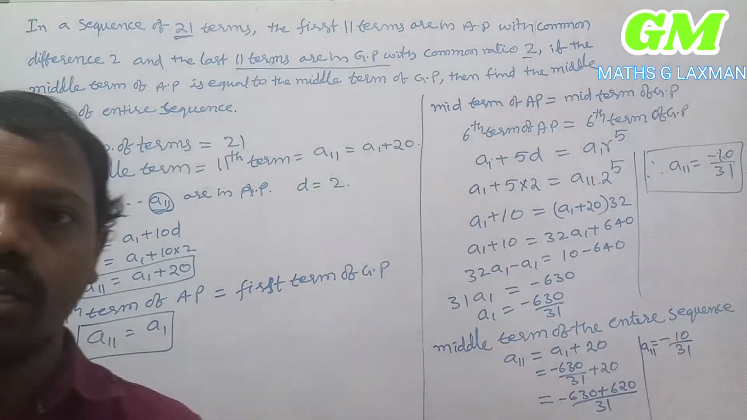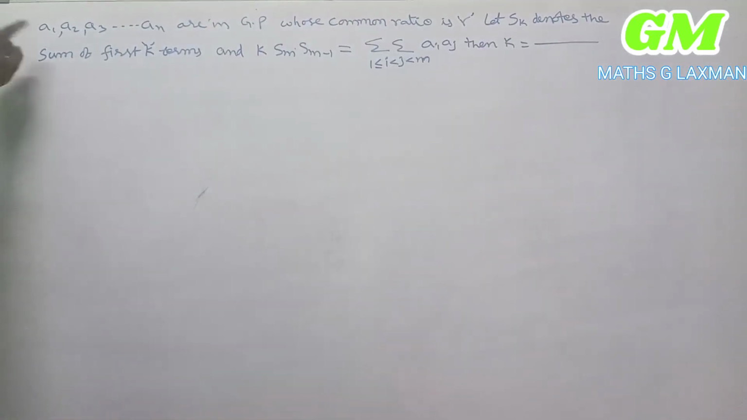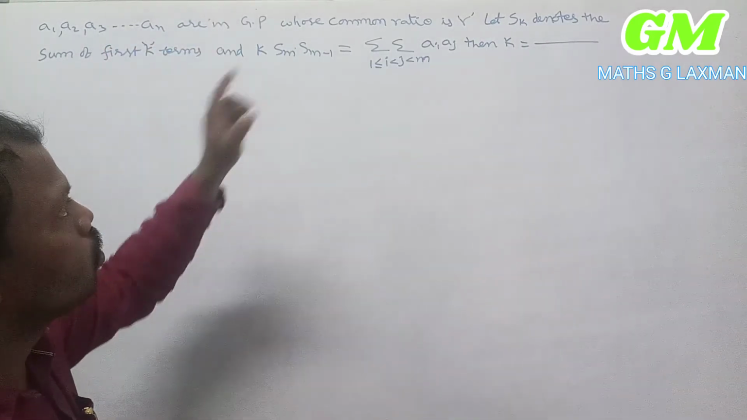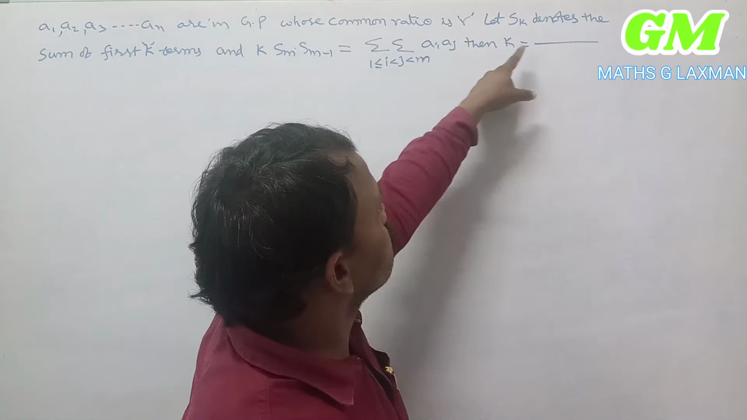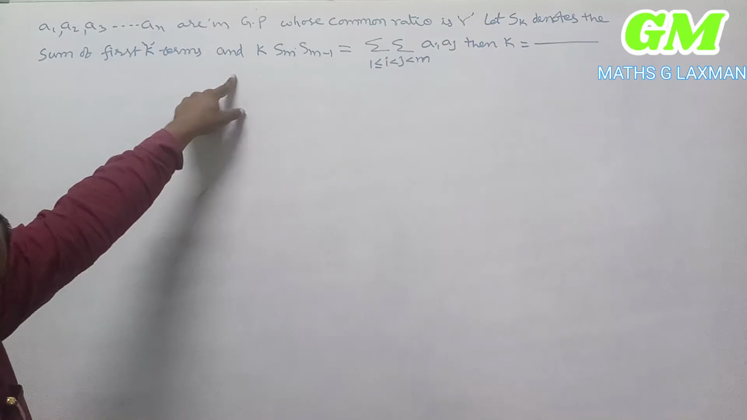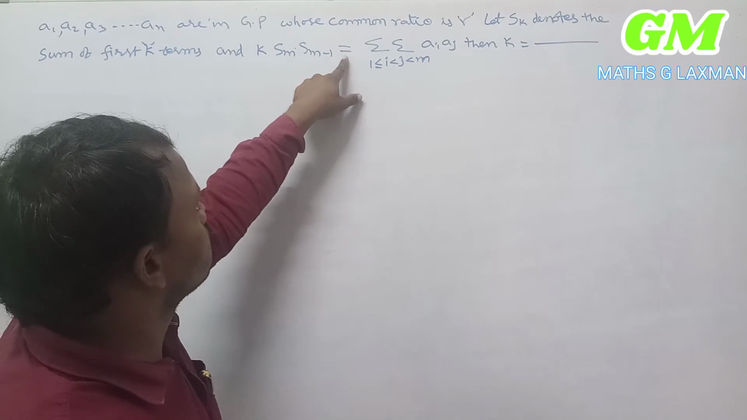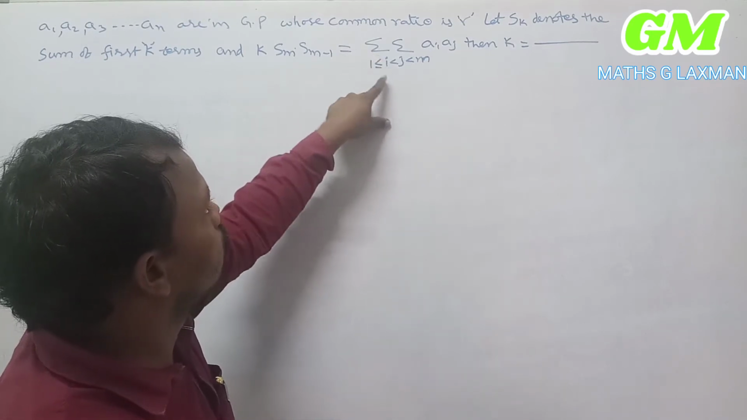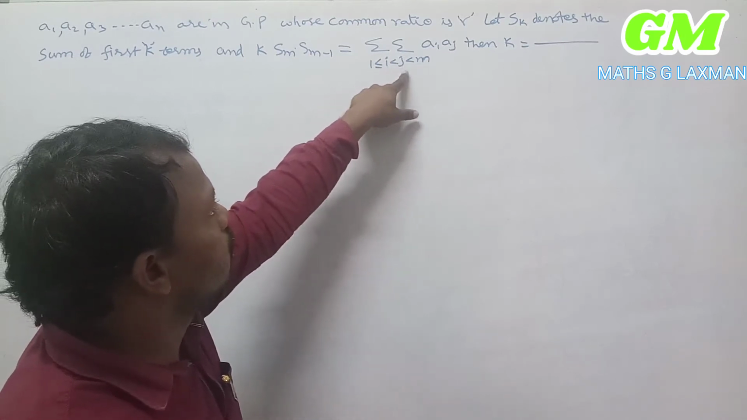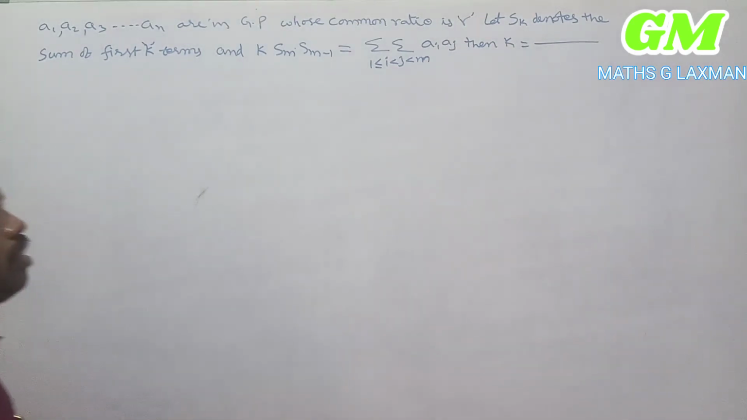Okay, we'll see the next problem. The question is that A1, A2, A3 and so on, An are in geometric progression whose common ratio is R. Let Sk denote the sum of first k terms, and k into Sm into Sm minus 1 is equal to the summation over 1 less than or equal to i less than j less than m of ai aj. Then what is the value of k?